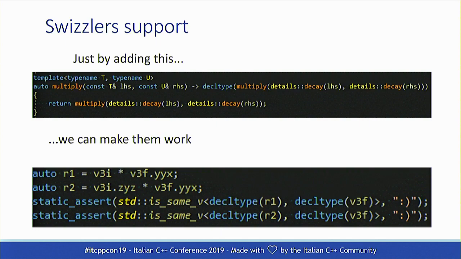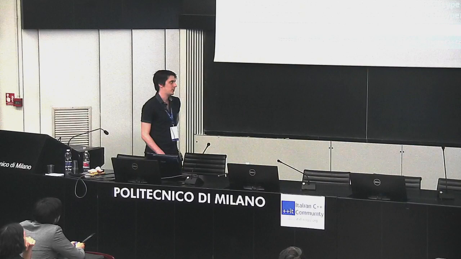Let's see them in action. We can have our vector, we can use swizzlers, we can operate between swizzlers. The return type is deduced correctly. So everything was fine until now. Let's go on with what we need.